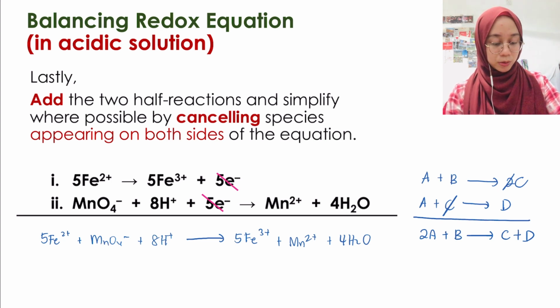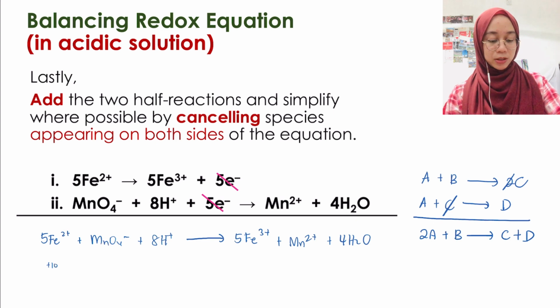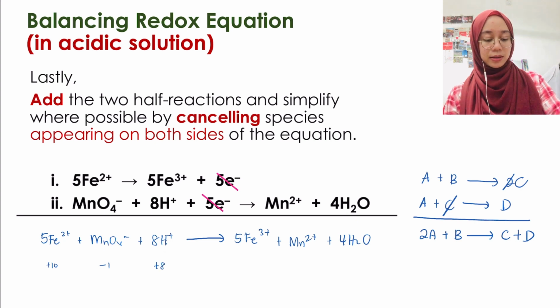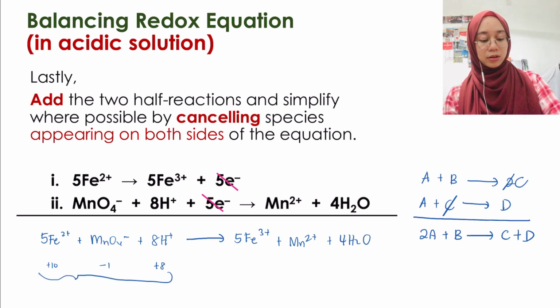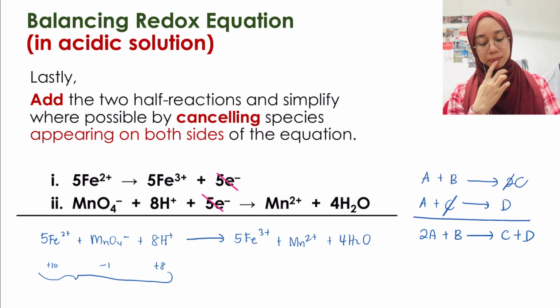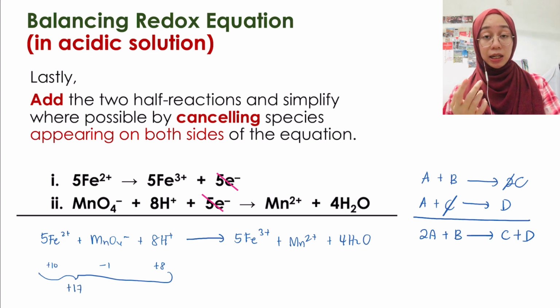Okay, so sebelah kiri ni 5Fe2+, 2+ darab 5, so positive 10, and then MnO4-, yang ni senang, negative 1, and then yang ni pula plus 8. Okay, therefore total charge adalah plus 17 kan.